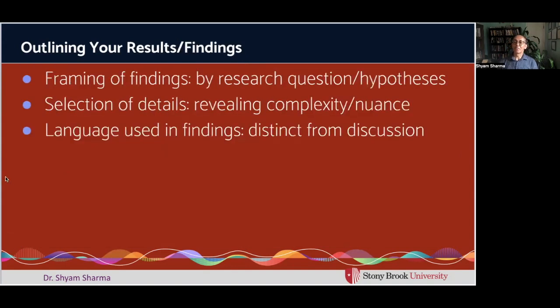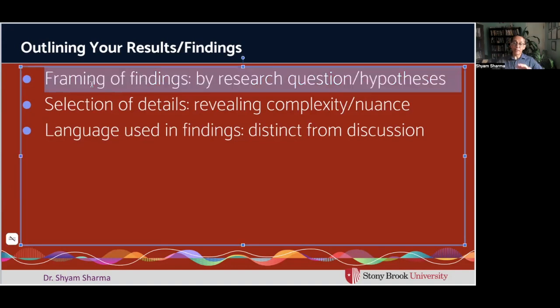When you're outlining the findings, think about the framing of the findings. What was the research question? What was the research problem? And what was the research method? As you're framing your findings, focus on the main questions, so that you can report the major findings that are related to the major question and major objective, the purpose of the research.